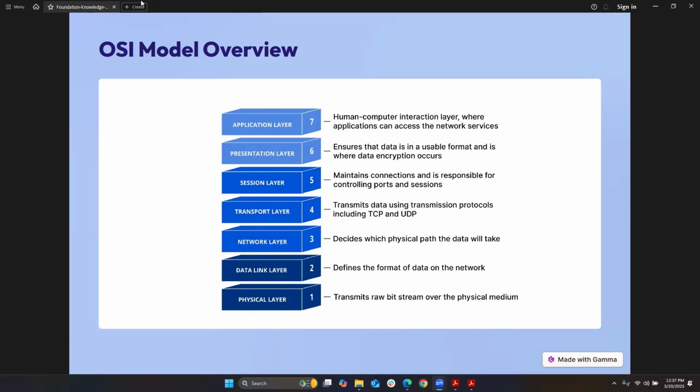Now let's take a look at the OSI model, which is essential in understanding how the data moves across a network. The OSI model consists of 7 layers, as you can see here, each playing a crucial role in data communication. So let's start from the top.